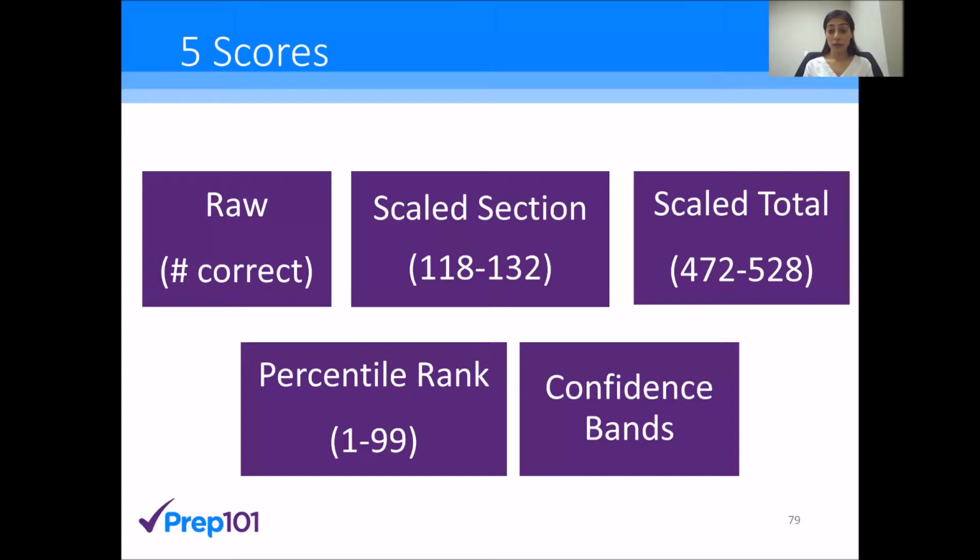Therefore, because there are different versions of the exam, there is no magic number of correct answers that you need to get your targeted scaled score. So for example, if I want to aim to get a 500 and let's say 22 as my total scaled score, that's not the equivalent of saying I can only get 2 questions wrong in each section of this exam in order to hit that target.